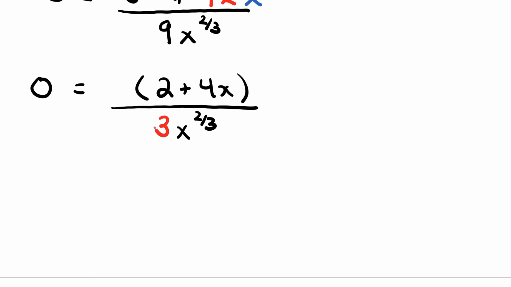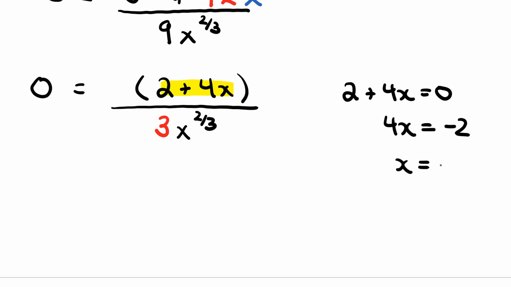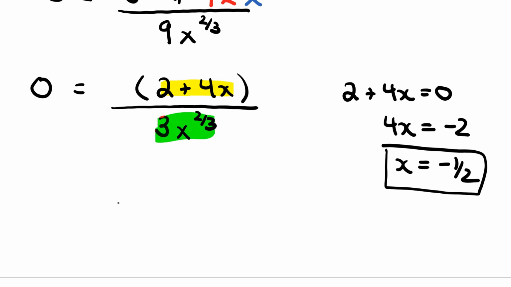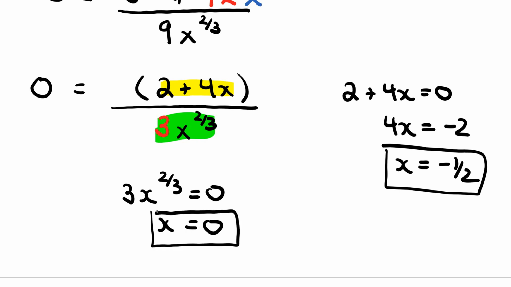And then from here, we can take a look at the numerator. We can set the numerator equal to 0. So that's going to be 2 plus 4x equals 0. 4x would equal negative 2, and x would equal negative 1/2. So there is one of my critical points. And then we also have the denominator, right? If I set the denominator equal to 0, 3x to the power 2/3 equals 0, that really means that x also equals 0. So here's my other critical point, because that is when the derivative is undefined there.